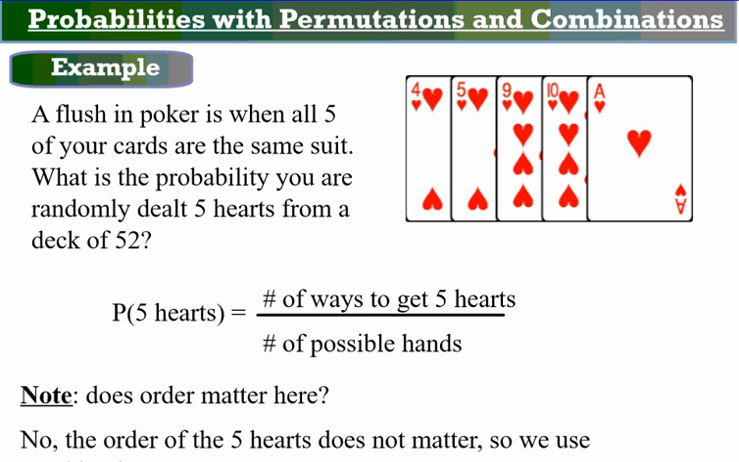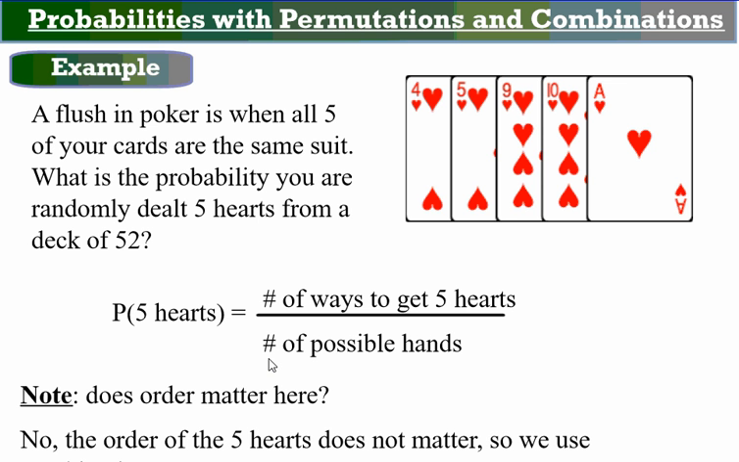Second situation, let's say, so a flush in poker is when all 5 of your cards are the same suit. What is the probability you are randomly dealt 5 hearts from a deck of 52? So in order to find the probability of getting 5 hearts, I need to divide the number of ways to get 5 hearts by the total number of possible 5 card hands.